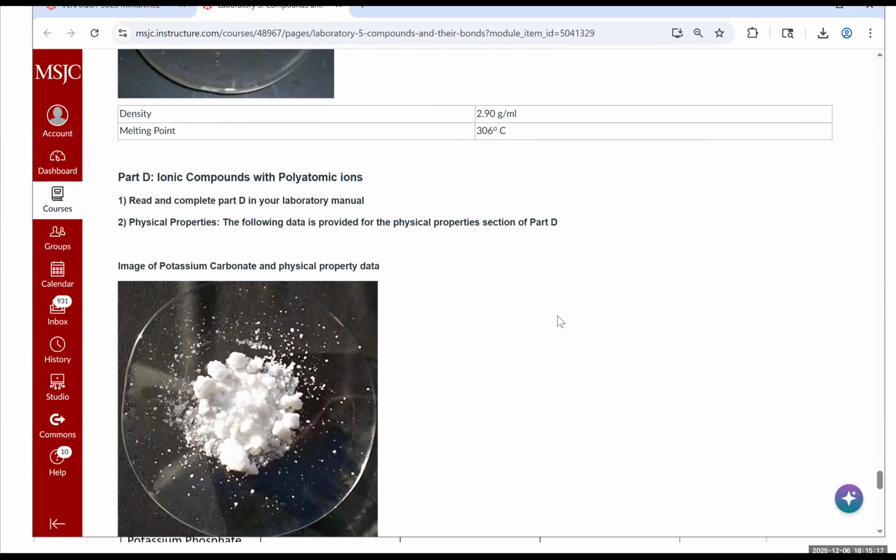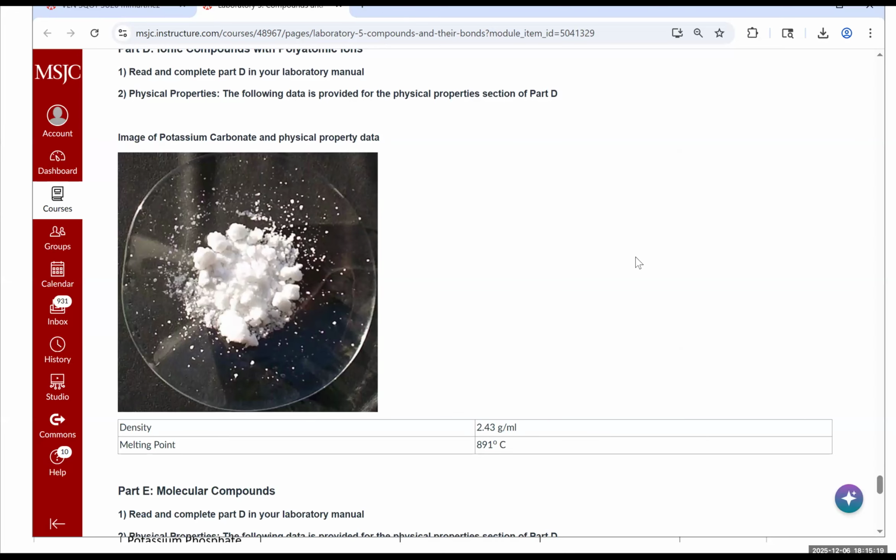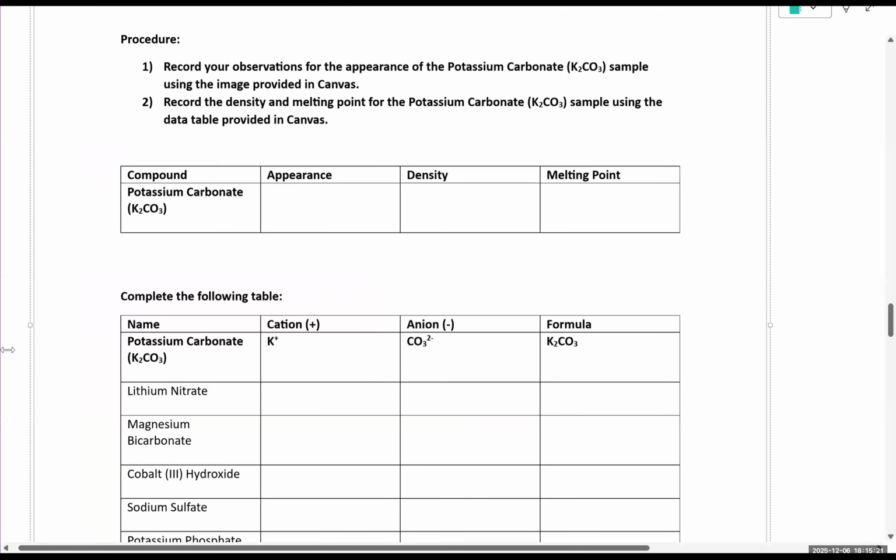So we're in part D. Here's what potassium carbonate looks like. It is a white solid.